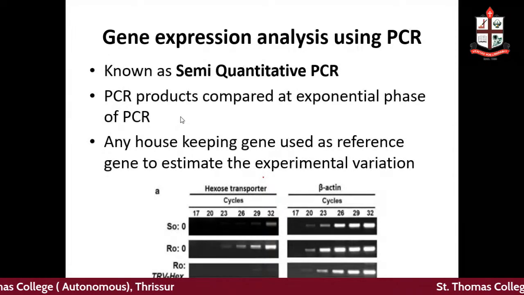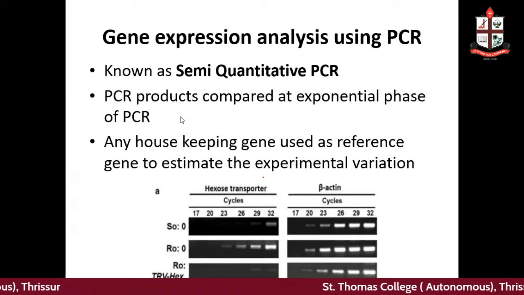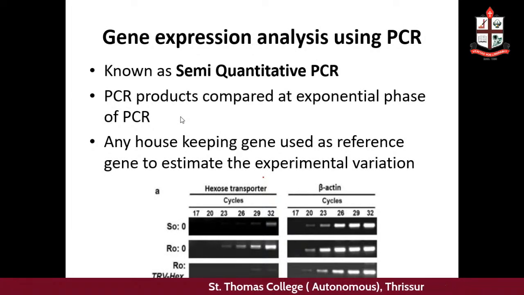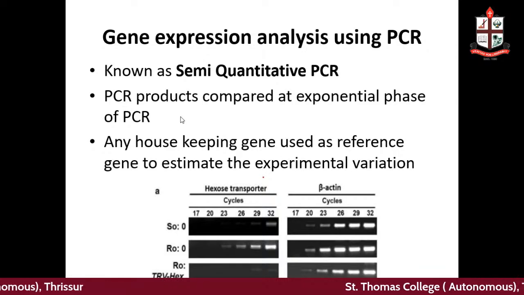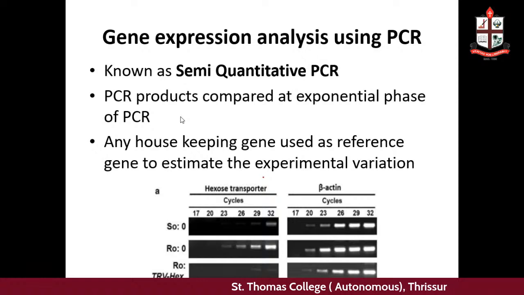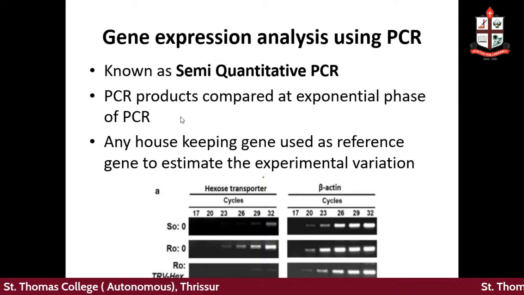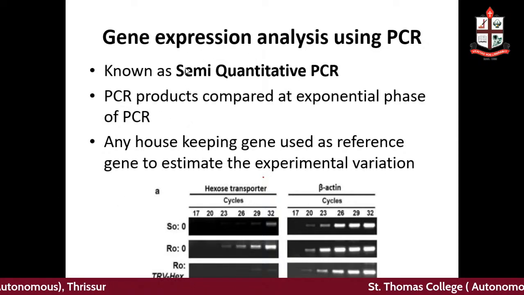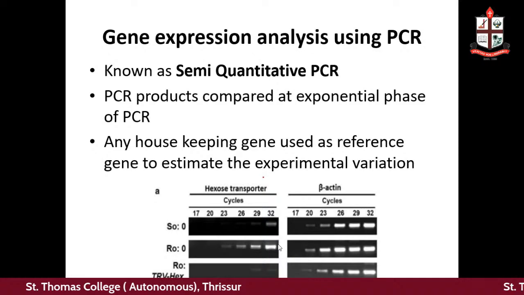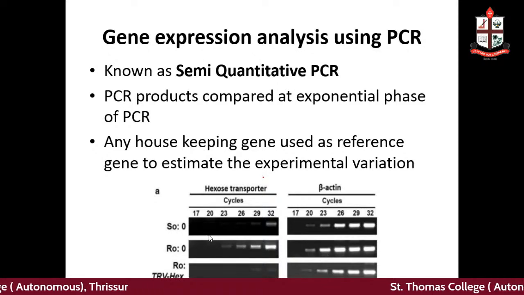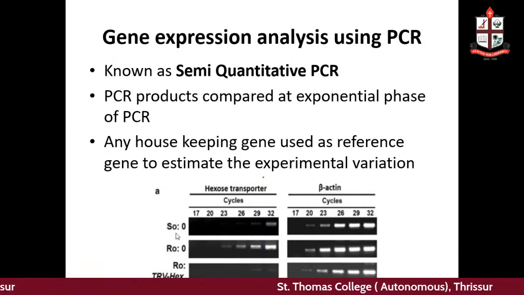Since the samples are compared in the exponential phase, the reagents are not depleted. There will be sufficient dNTPs and primers in the reaction mix. So the reaction is being performed at optimum. When we compare the products, we can make a quantitative inference about the expression of that gene in different samples. So this was the earlier method for gene expression analysis, wherein we use PCR, and it is known as semi-quantitative PCR.